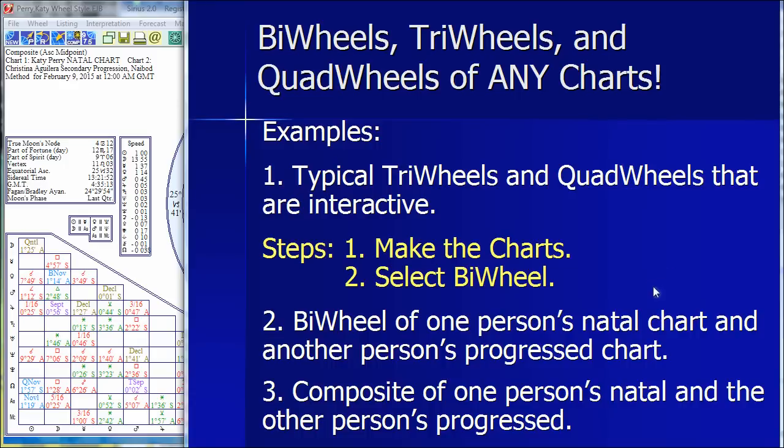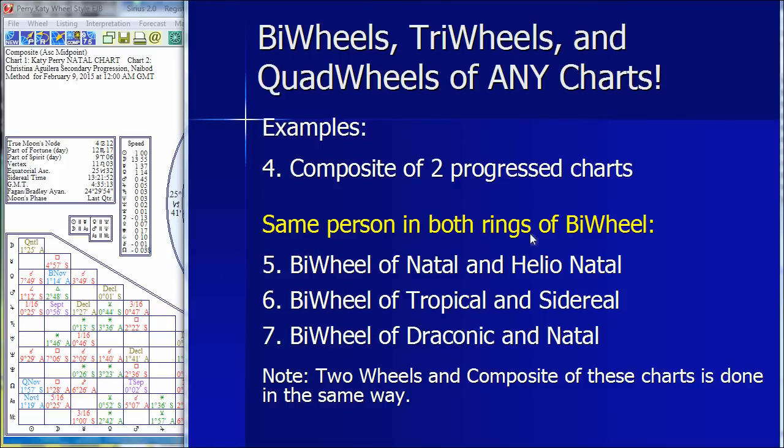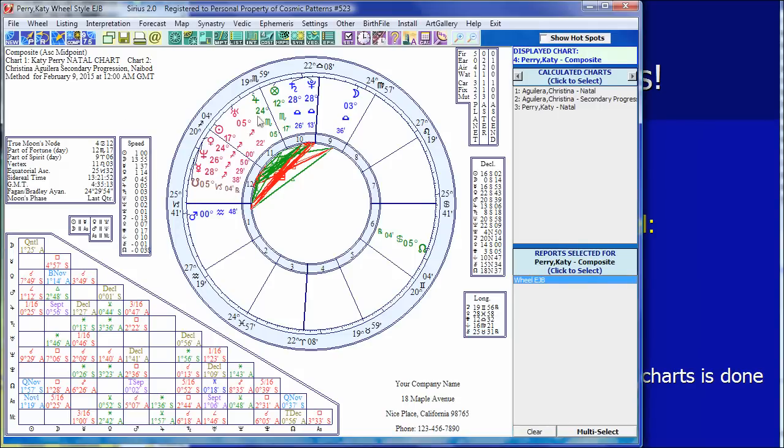Okay, so we're just seeing that you can combine any two charts in a BiWheel, any two charts in a composite. Just have the charts calculated, and from one of those charts, select the composite or the BiWheel to the other chart. Very simple. And just one more example, and then I'll give 3 examples of a different kind of scenario. One more example of combining two different people. Let's do a composite of two progress charts. At this point, this should be very obvious what to do. Let's do a composite of Christina's progressed and Katy Perry's progressed.